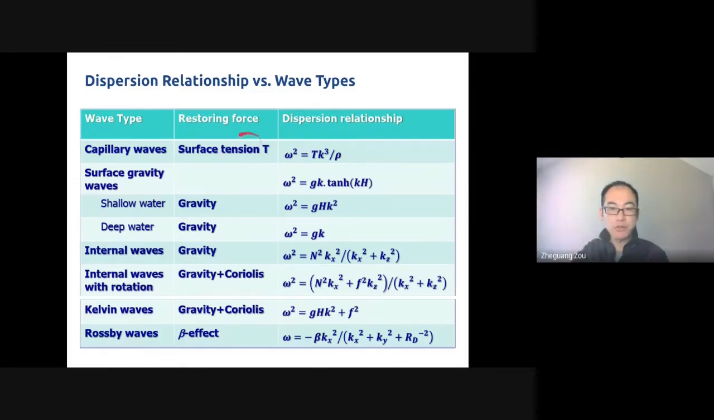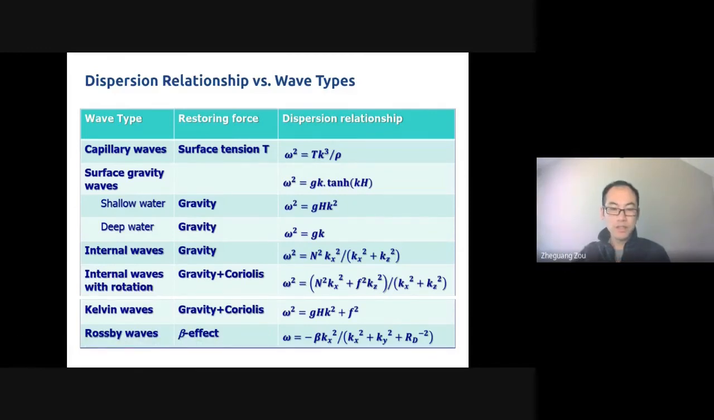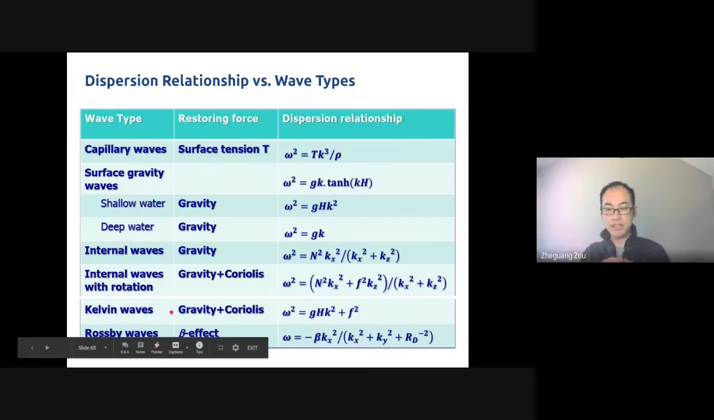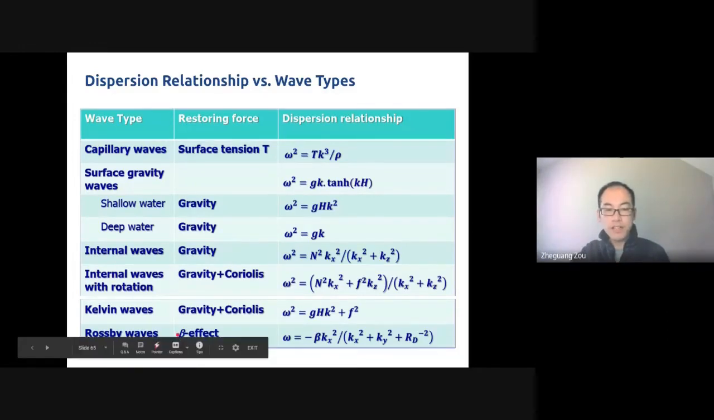Capillary waves: the restoring force is the surface tension. And gravity waves, of course, their restoring force is gravity. Internal waves, the restoring force is also gravity. But for internal waves in a stratified ocean, the Coriolis force, the rotation of the Earth, can also play a role, so it can have two components. And for Kelvin waves, gravity is important, but the rotation of the Earth is also important. Finally, the Rossby wave, the restoring force, they call it the beta effect.